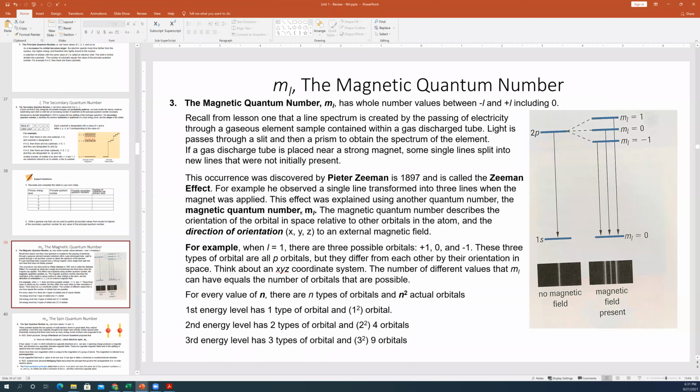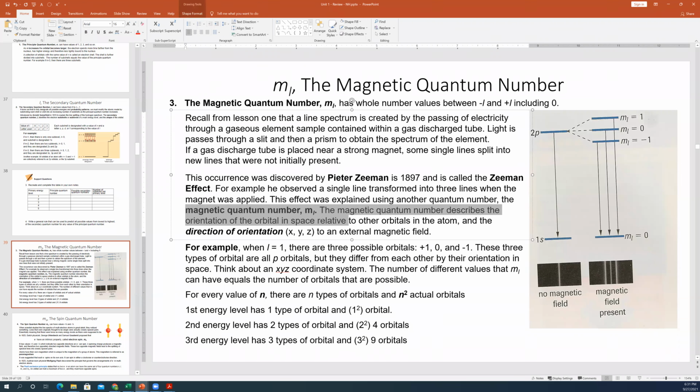And the effect was explained using this magnetic quantum number that describes the orientation of the orbital in space relative to other orbitals in the atom, and the direction of the orientation x, y, z to the external magnetic field. So these are very, very complex areas of quantum mechanics. For our purposes, we are just going to understand how to arrive at the value of these quantum numbers.